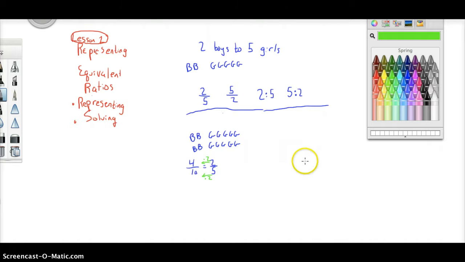And we can do this for much larger amounts too. Let's say that we had 2 boys to 5 girls, and we wanted to jump up to 50 girls and 20 boys. Well, what that really is, is we're taking our original ratio and multiplying by 10. So as long as we multiply both the boys and the girls by the same number, we get an equivalent ratio. I'm going to erase that.